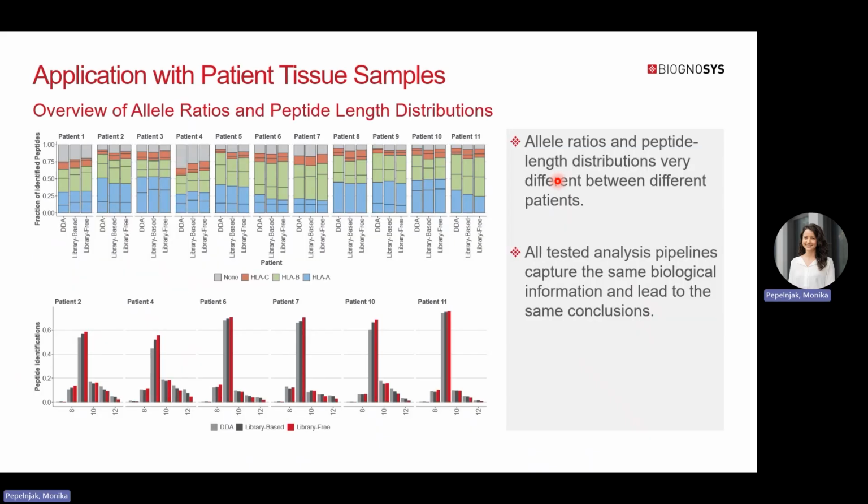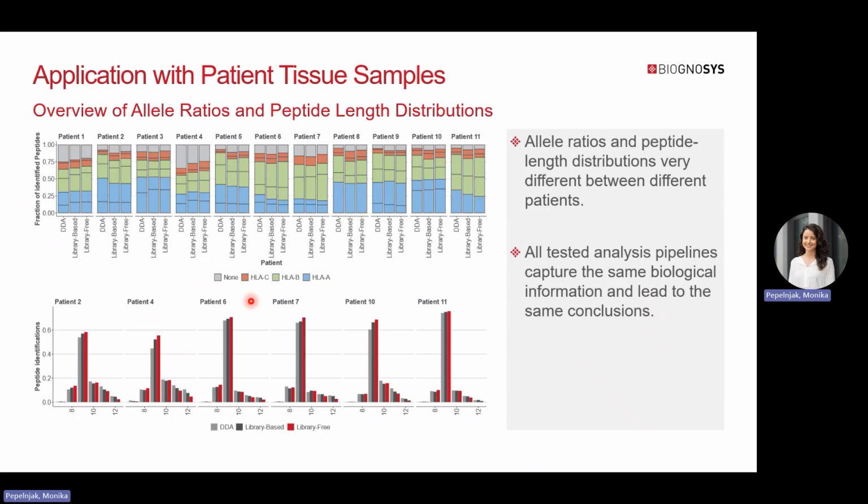Next, we looked again at the allele ratios and peptide length distributions. Here the samples were way more complex. We can really nicely see a wide variability between the patients. In allele ratios, you can see that some patients have more identifications from allele A, some have more identifications from allele B. And while the patients are very different, we come to very similar conclusions if we look at DDA or DIA files. Between the searches, we do not observe huge differences, but between the patients we do.